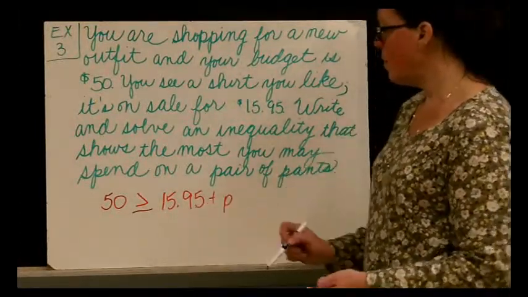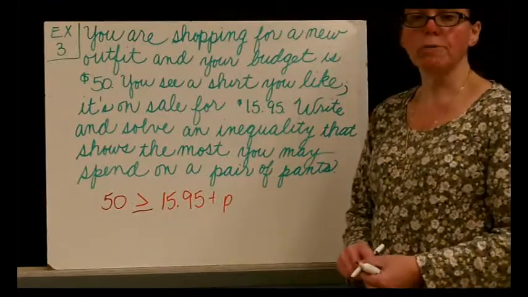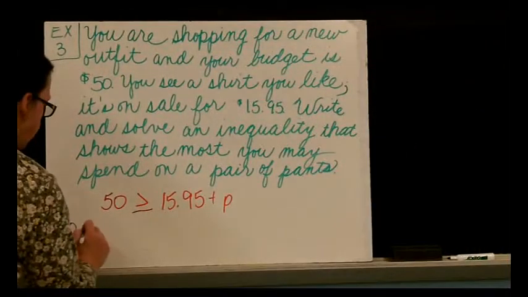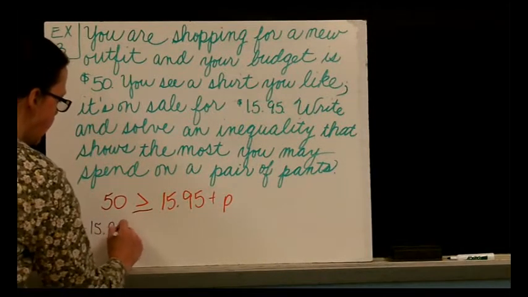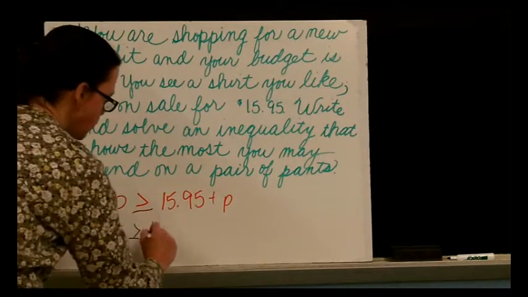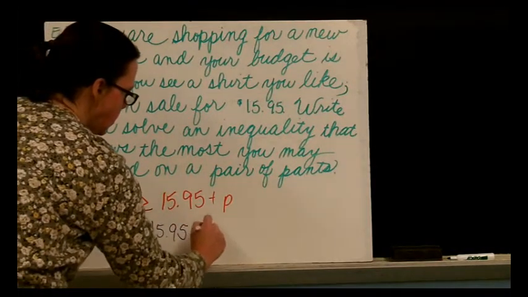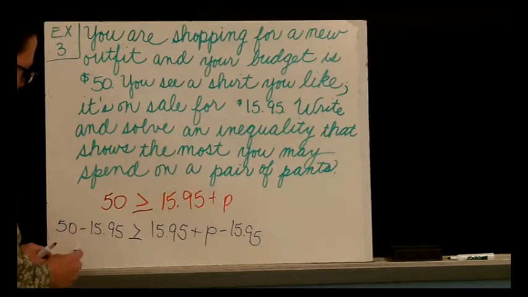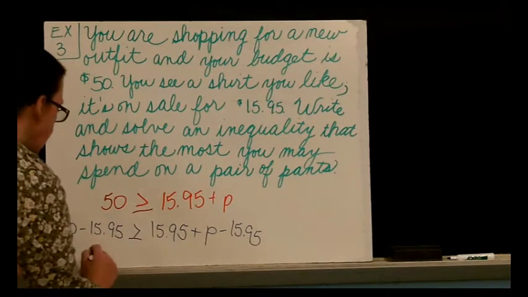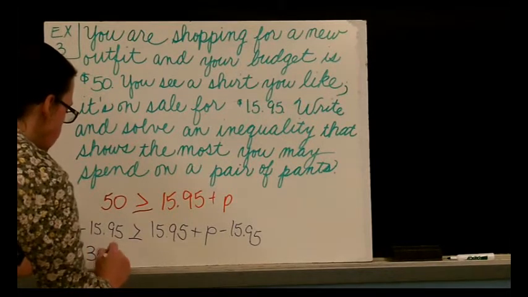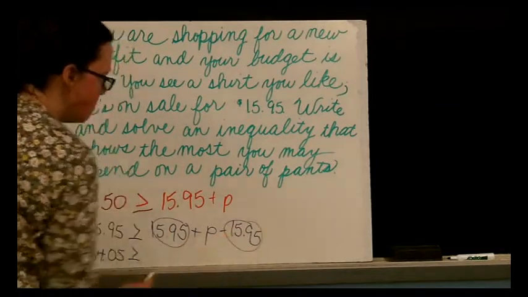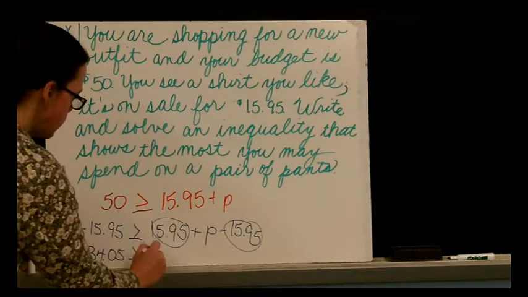Right now, P has a positive 15.95 with it, so we're going to put a negative 15.95 on both sides. So we have 50 minus 15.95 is greater than or equal to. I'm going to do the same thing on this side. When we have our subtraction here, we have 50 minus 15.95, and that gives us 34.05 is greater than or equal to this. The positive and negative 15.95 cancel each other out, and we get our P.